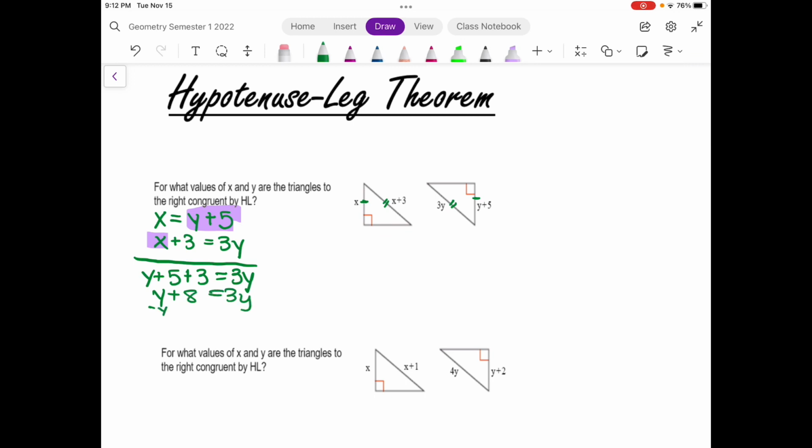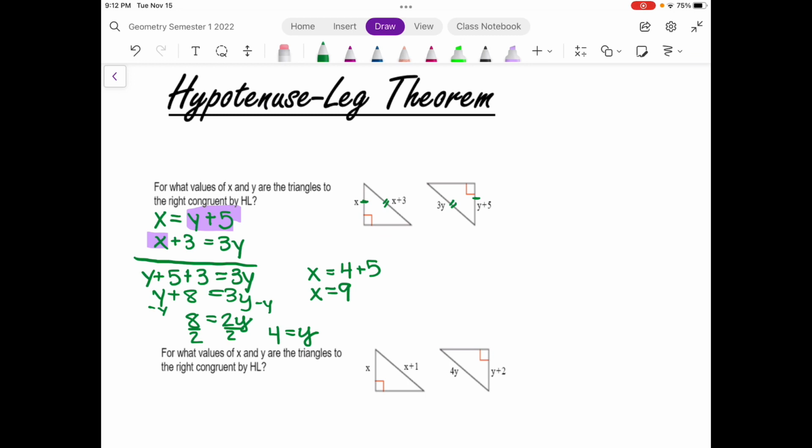I'm going to subtract y. So 8 equals 2y. I'm going to divide by 2. And then 8 divided by 2 is 4. So 4 equals y. X is going to equal y plus 5. So 4 plus 5. So x equals 9. I've solved for x and I've solved for y. I've gotten the answer, so I'm actually done.